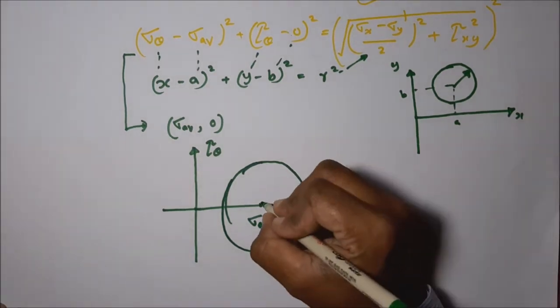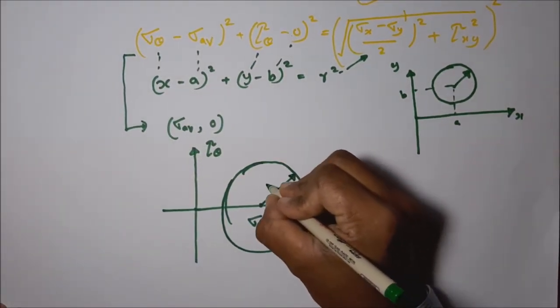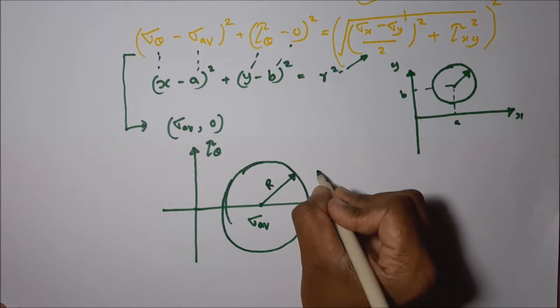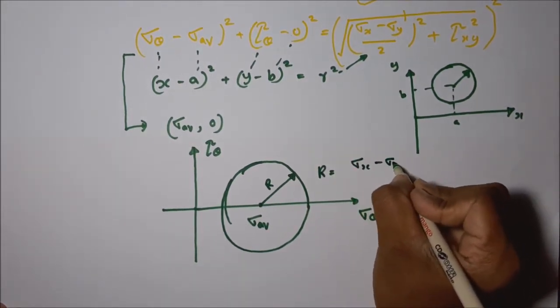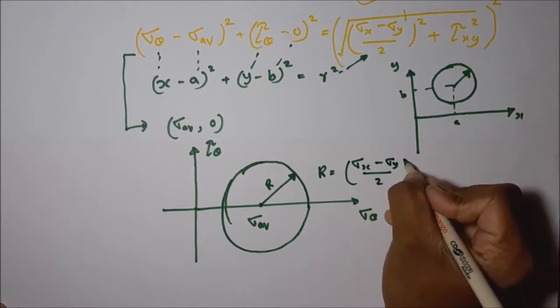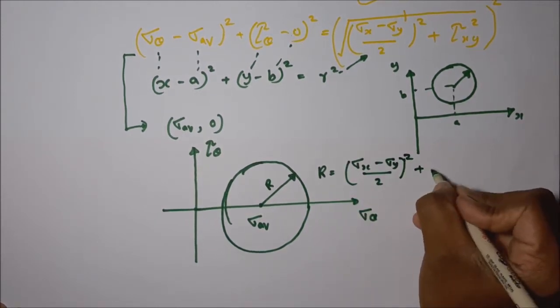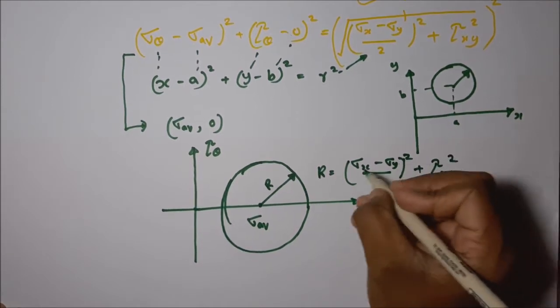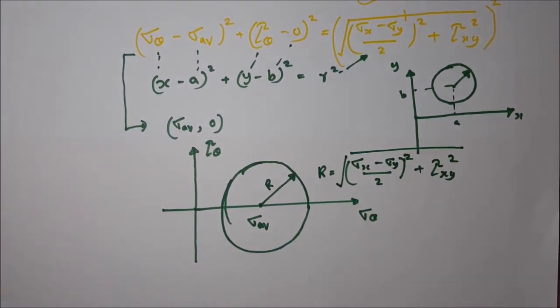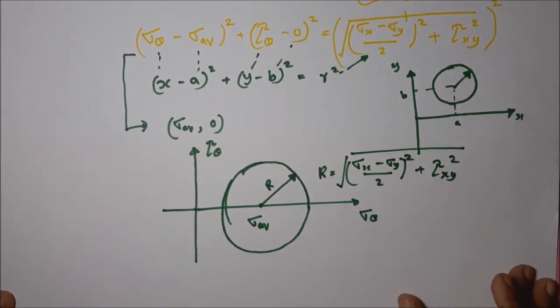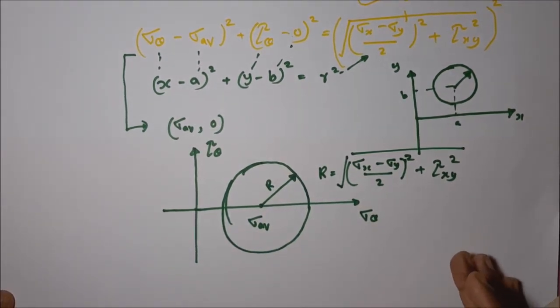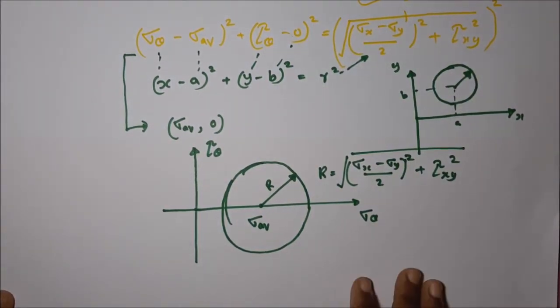Then this radius, let's take it as r. That r is equal to the square root of sigma x minus sigma y divided by 2, squared, plus tau xy squared. This diagram is called the Mohr circle diagram. This is how we obtain the Mohr circle diagram mathematically. I think you are all clear with obtaining this Mohr circle diagram, no?